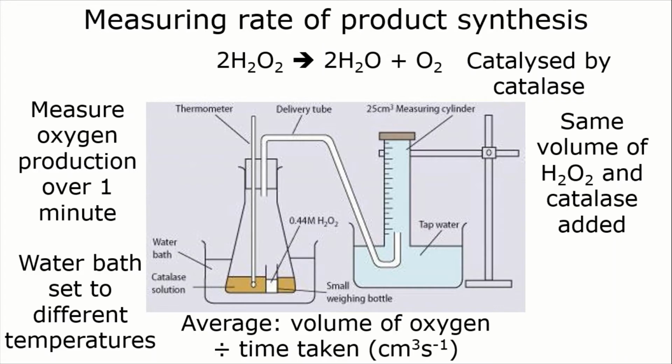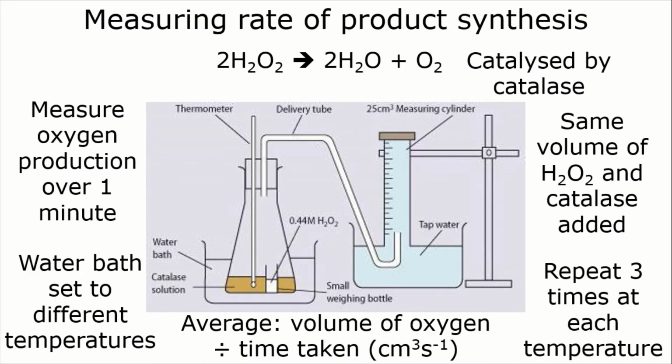So each time we repeat this experiment, we need to make sure that we are adding the same volume of hydrogen peroxide and the same volume of catalase, and this just means that we're only changing one independent variable. And this experiment should be repeated 3 times at each temperature so we can work out an average.